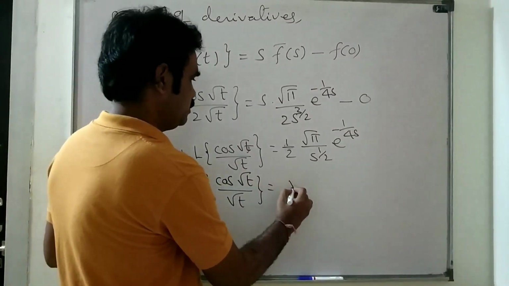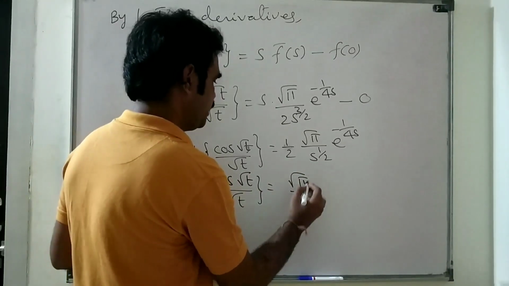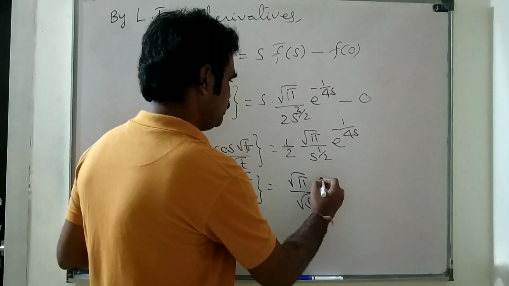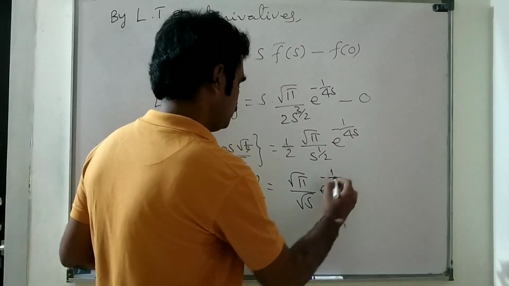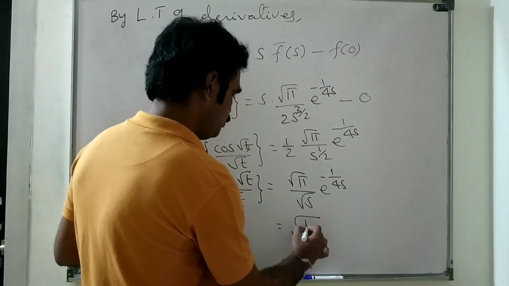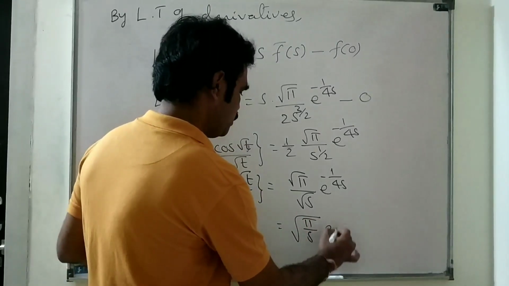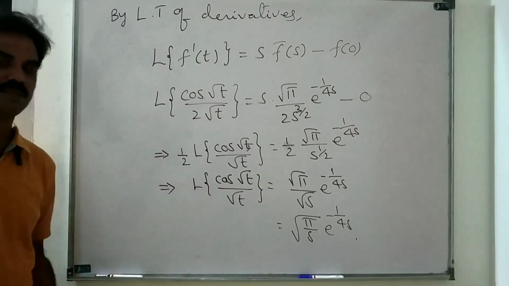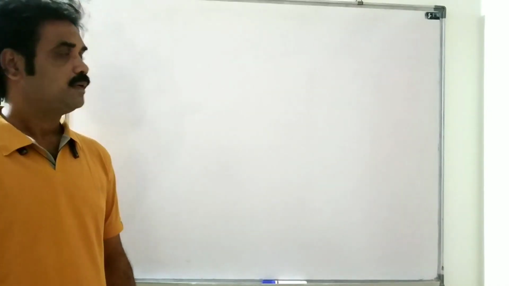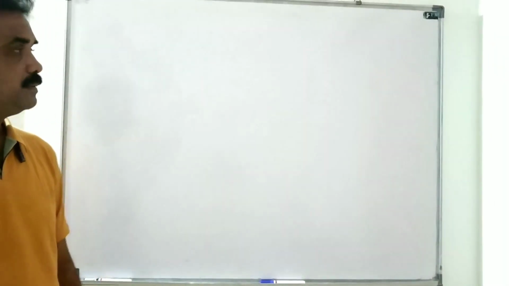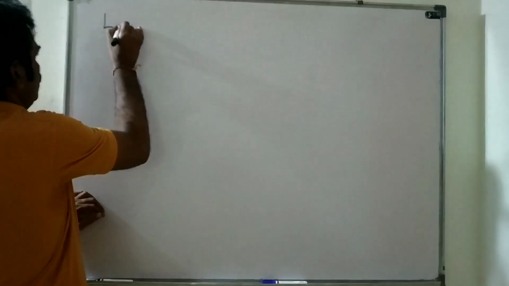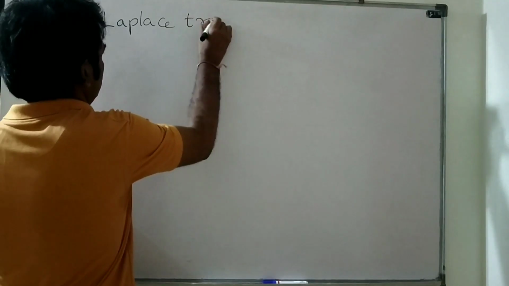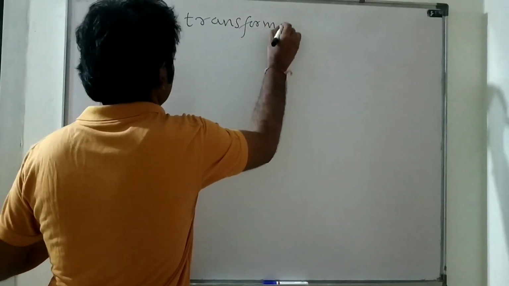is equal to root 5 by s power 1 by 2, means root s, e power minus 1 by 4s. You can also write this as root 5 by s e power minus 1 by 4s. This is the required Laplace transform. Next, Laplace transform of integrals.